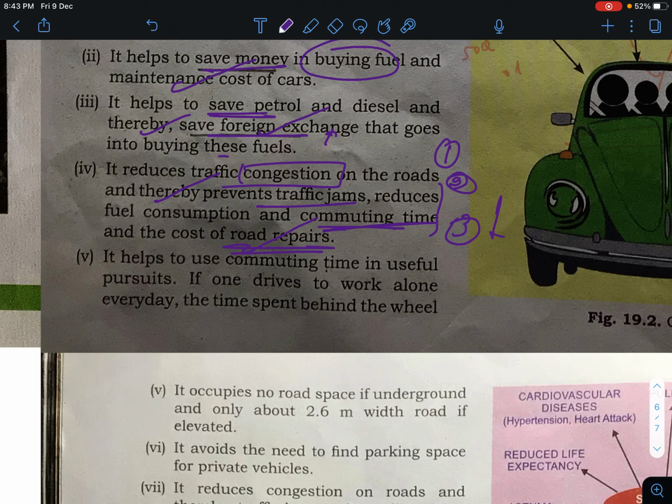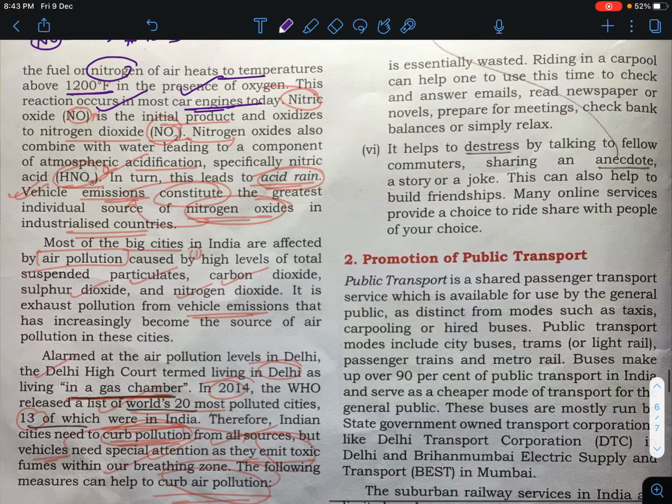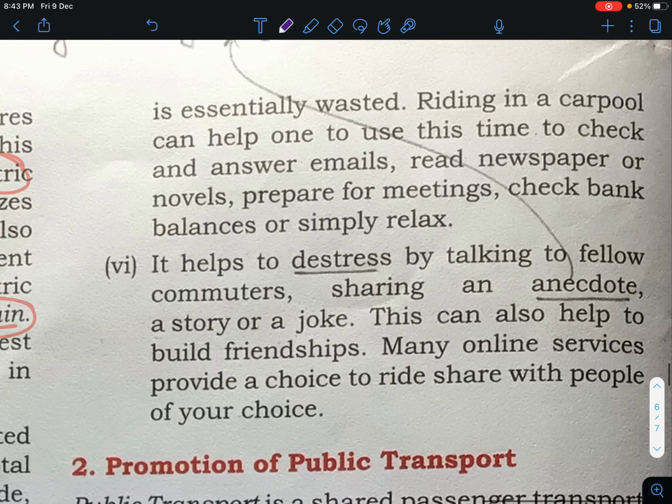It helps to use commuting time in useful pursuits. If one drives to work alone every day, the time spent behind the wheel is especially wasted. Riding in a carpool can help one to use this time to check and answer emails, read newspapers or novels, prepare for meetings, check bank balance, and simply relax.